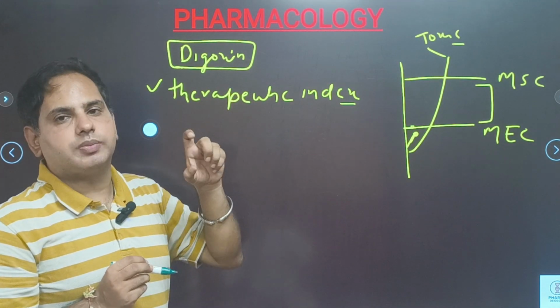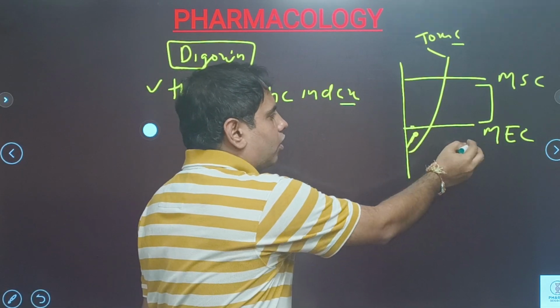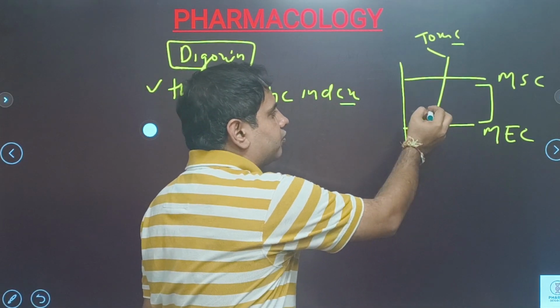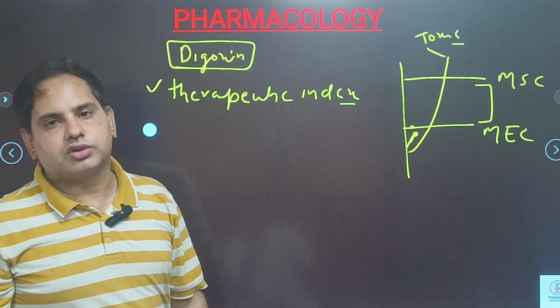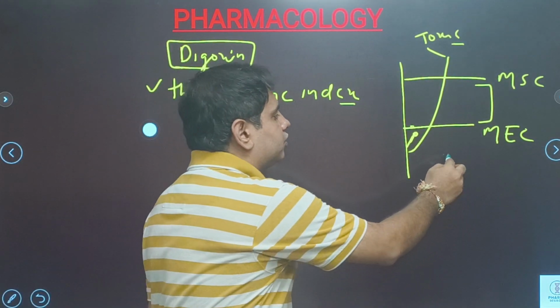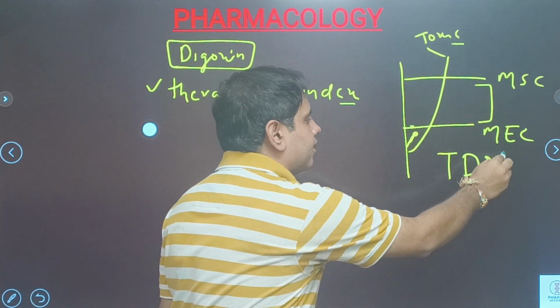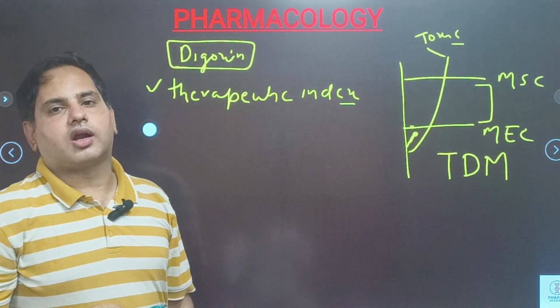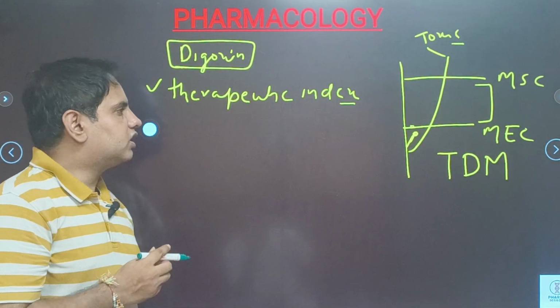With these drugs we have to be very careful, because if the concentration decreases a little bit, you will not get the effect, and if it fluctuates a little in the blood, it will cross the maximum safe concentration and produce the toxic effect. That is why for drugs with a narrow therapeutic index we have to do TDM, therapeutic drug monitoring, which we have already discussed. Digoxin belongs to this.